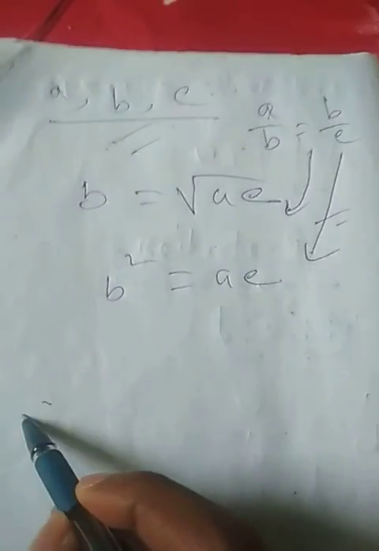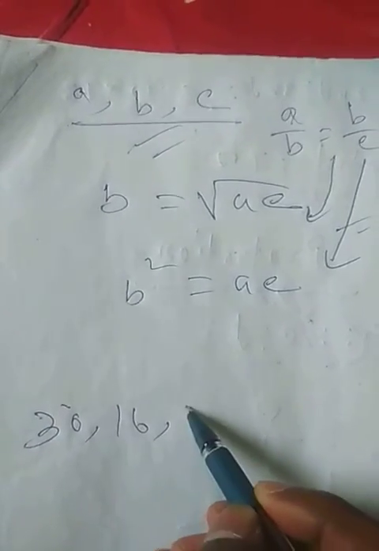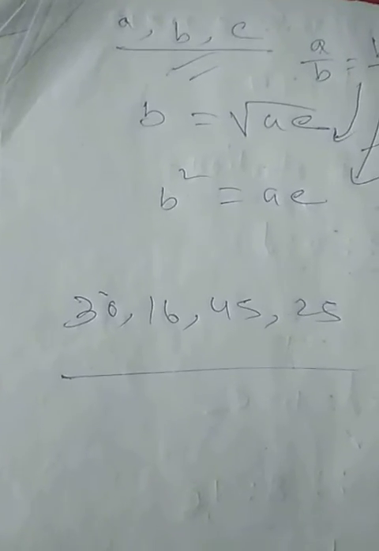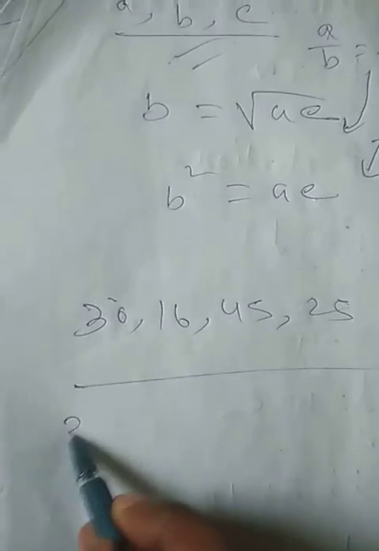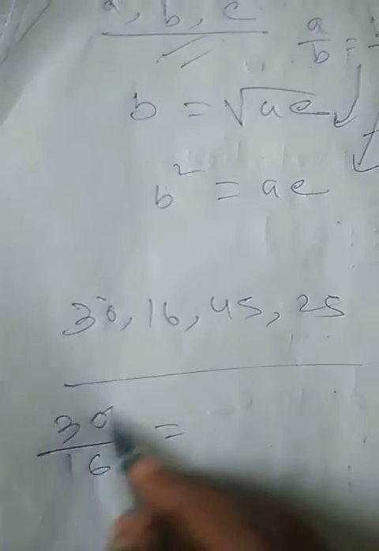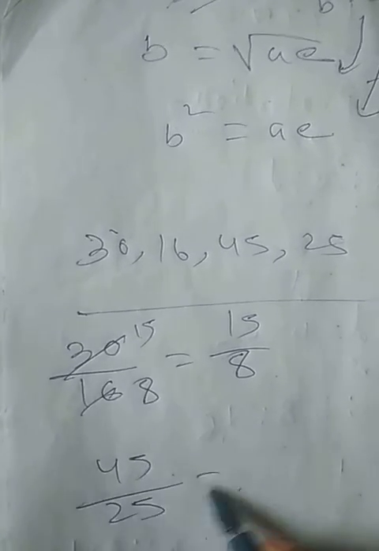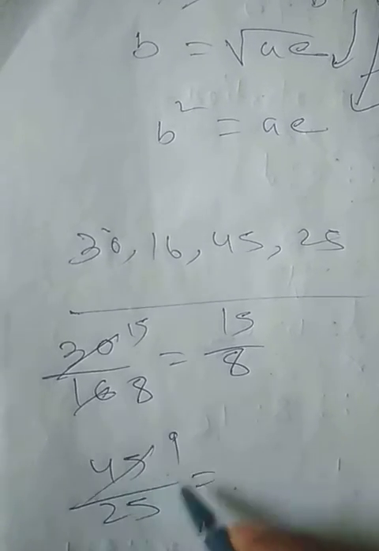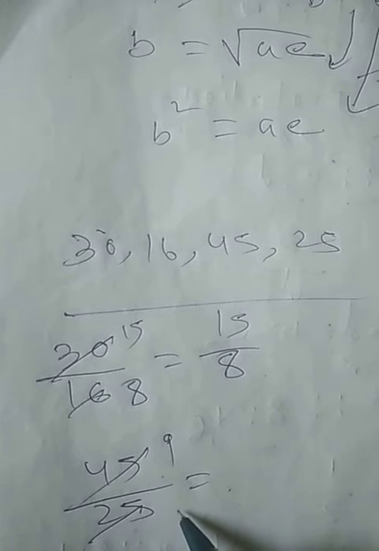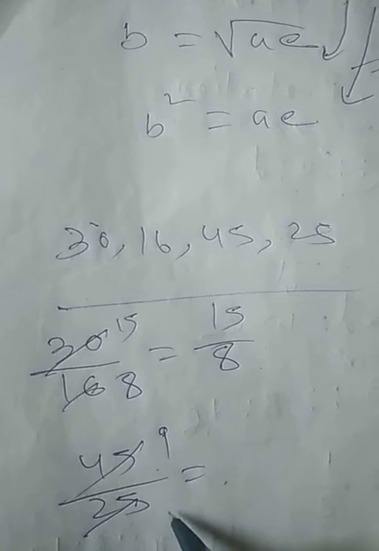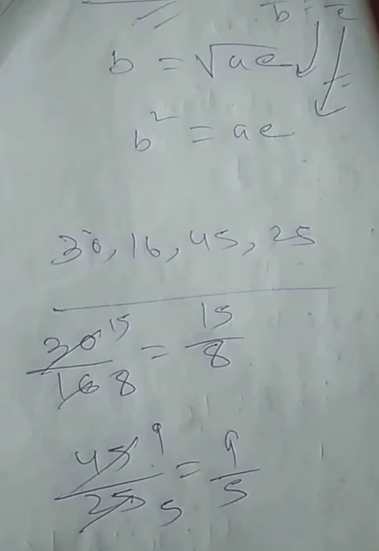Okay, let's solve some maths from the exercise. Some maths is given like check whether 13, 16, 45, 25 are in proportion or not. There are two ways you can check. First you can check like this, 13 by 16 equal to, minimize this, 15 by 8 and 45 by 25, 9 by 5. So these are not in proportion.